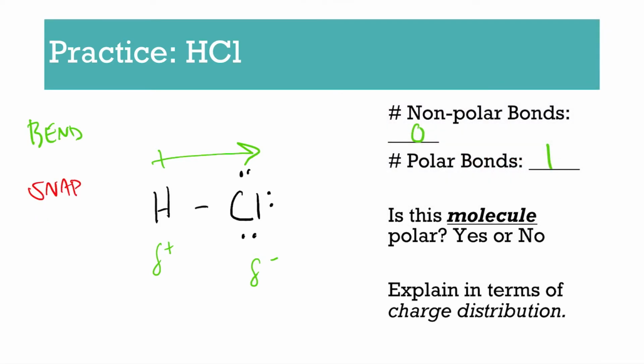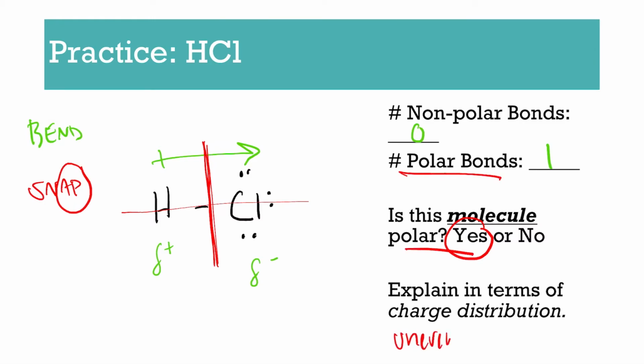And so if we look at the symmetry, if we cut HCl, we get different pieces. If you cut in half like this, you get different pieces. Also, there's only one arrow. There's nothing to cancel it out. This is going to be asymmetric and polar. So the molecule itself is polar. So we have polar bonds, a polar molecule, and we have uneven charge distribution. And so that's it.